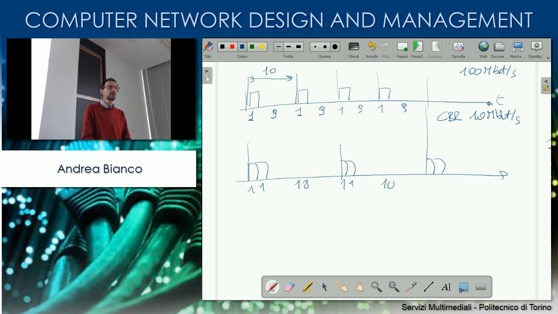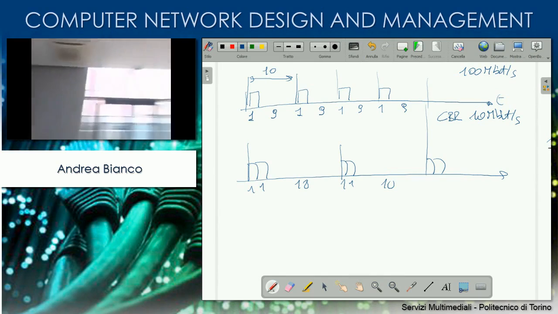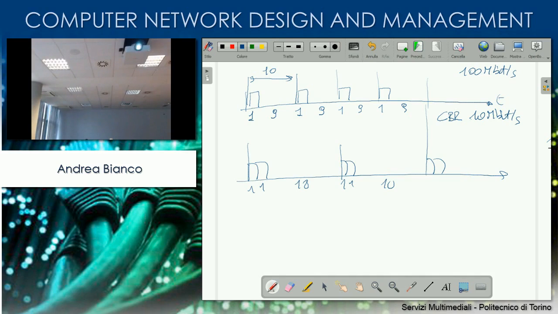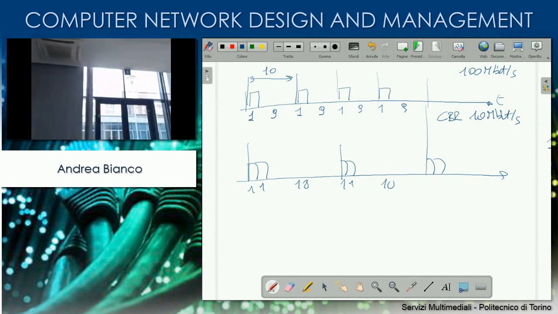Who is voting for CBR? Raise your hand. You cannot abstain, otherwise you will get 2 points less at the exam. So who is voting for CBR? Raise your hand. This way, not this way. Who is voting for VBR? Come on, I said you cannot abstain. Who is voting for CBR? Raise your hand. Who is voting for VBR? Raise your hand. No, don't be shy. Raise your hand a little bit more. You're still abstaining, even with the camera. Okay.